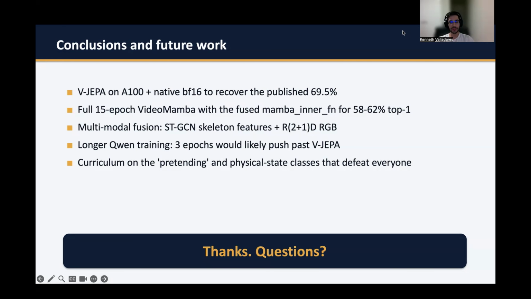And the final thing is curriculum on the pretending and physical state classes that defeat everybody. We see that there are a couple of classes that really took a hit in every single model. So some more fine tuning on the specific actions and those specific labels would probably produce better results for the entire experiment. Thank you so much. This has been our presentation.